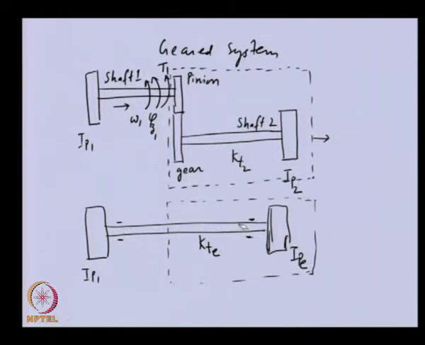Basically, the principle will be equating the strain energy of these two systems, the actual system and the equivalent system, as well as the kinetic energy of the actual system and the equivalent system. These two energies should be the same; then we can call these two systems equivalent systems. So, let us begin with the strain energy.